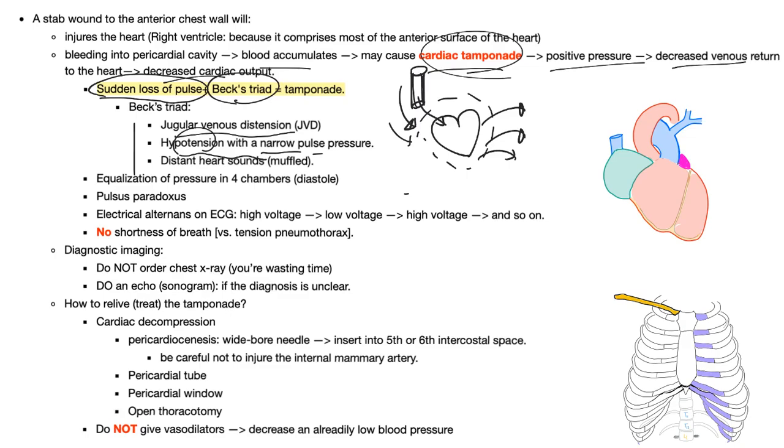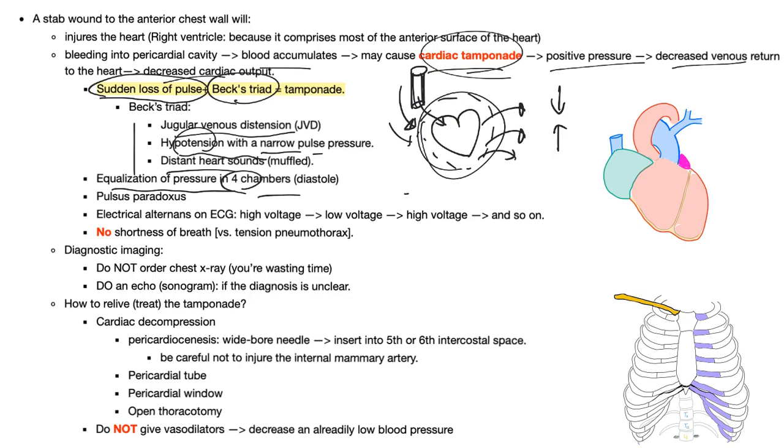If your heart is not going to pump any blood, it cannot pump. The systolic is going to be low. Since the heart is surrounded by fluid all over, it will cause equalization in the four chambers during the diastole. So the diastole is high. Systole is low. Diastole is high. This is a narrow pulse pressure. Distant or muffled heart sounds.